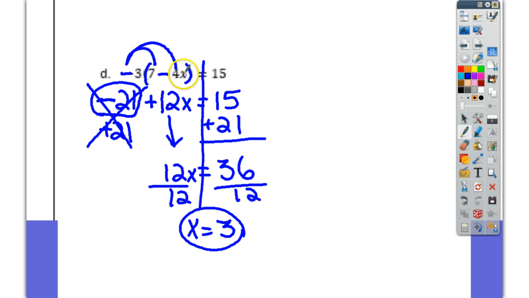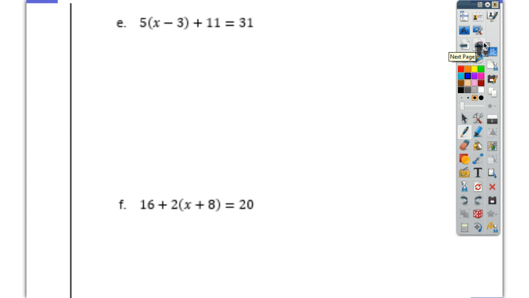If I go up here, 3. 4 times 3 is 12. 7 minus 12 is a negative 5. A negative 3 times a negative 5 is a positive 15. It checks. All right, letter E.